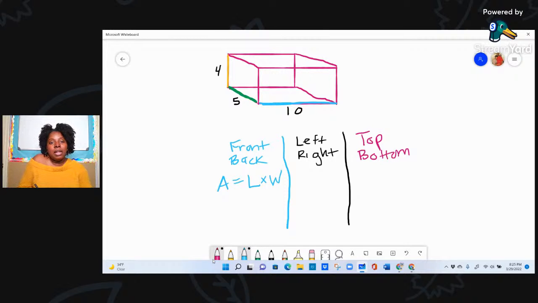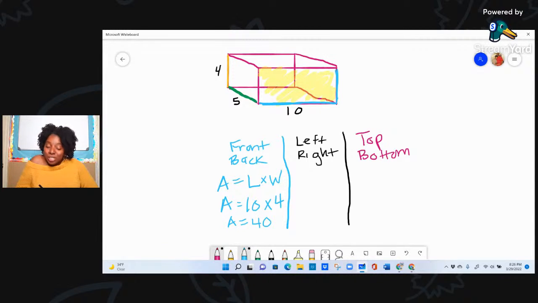All right. So let's start with the front. We're looking at the front and the back. So the length is 10, as we saw. And the width, if we're doing the front, it's the same as over here. It's 4. And 10 times 4 is 40.